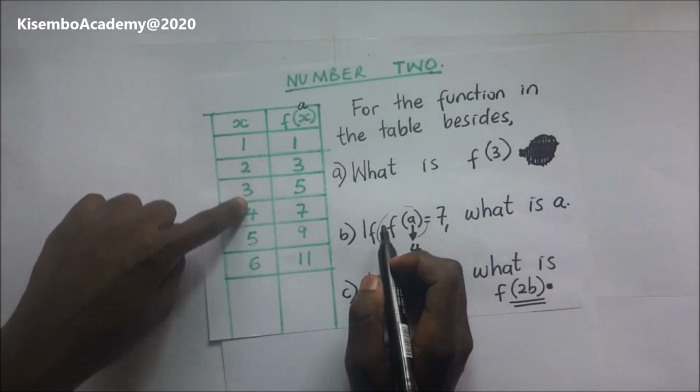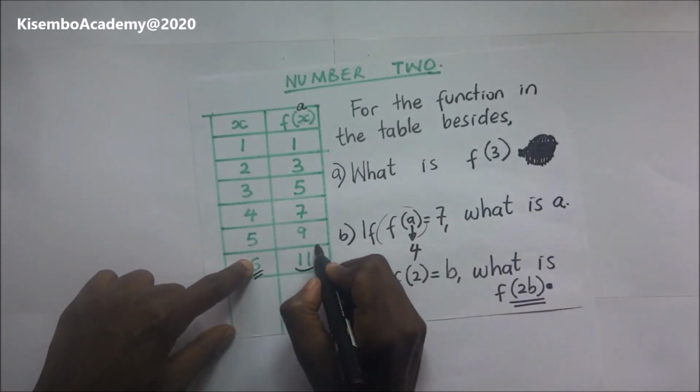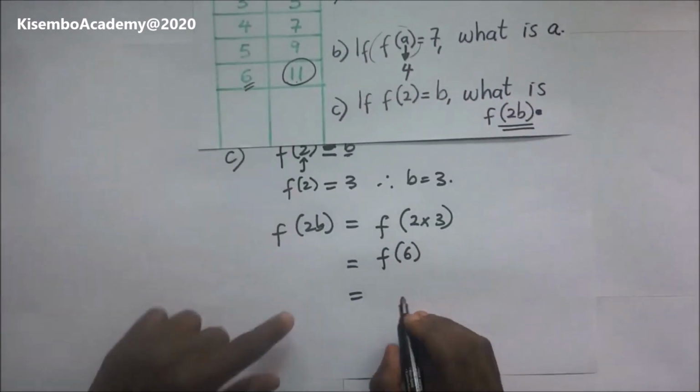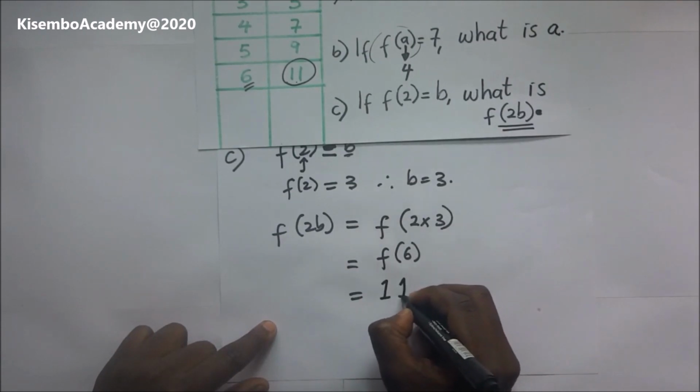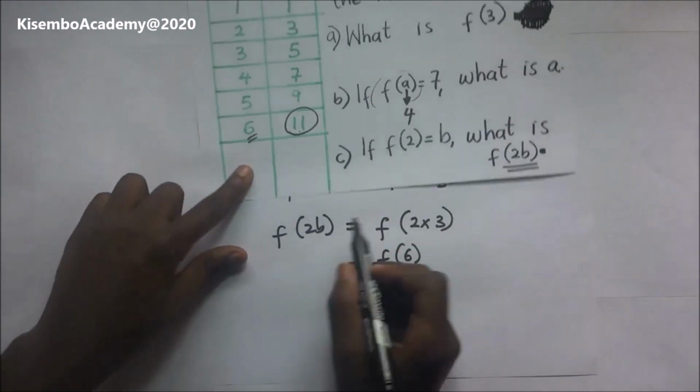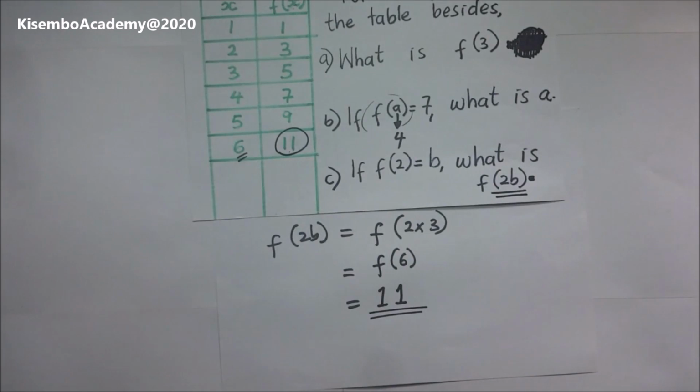What's our function when our value of x is 6? The value is 11. So our f of 2b is 11, and that's how that number is. Number 2 ends like that.